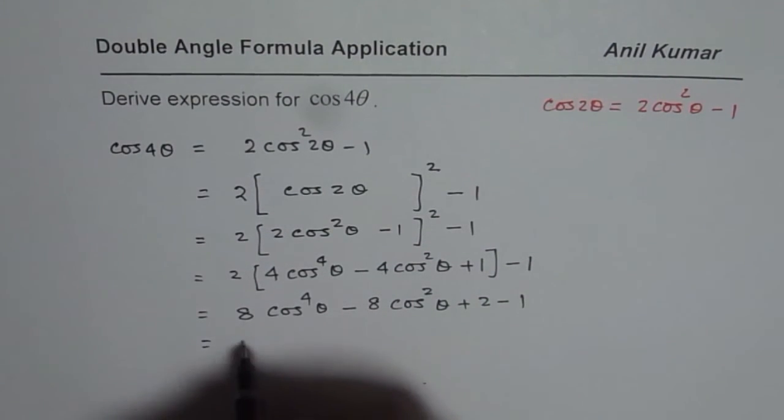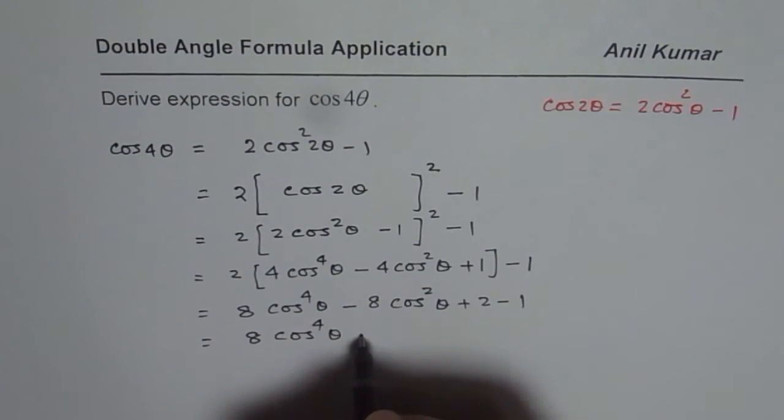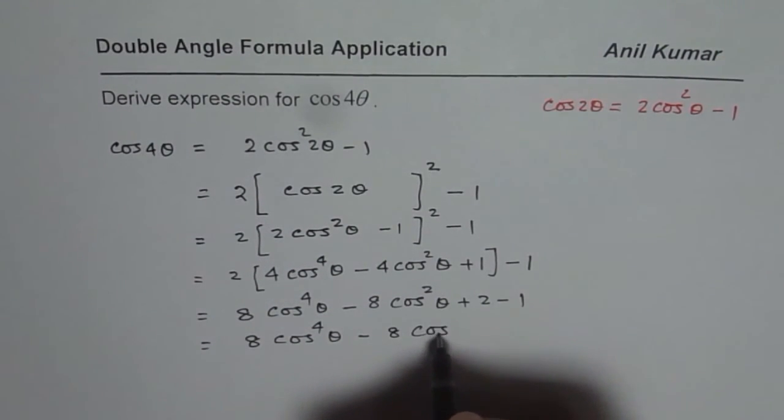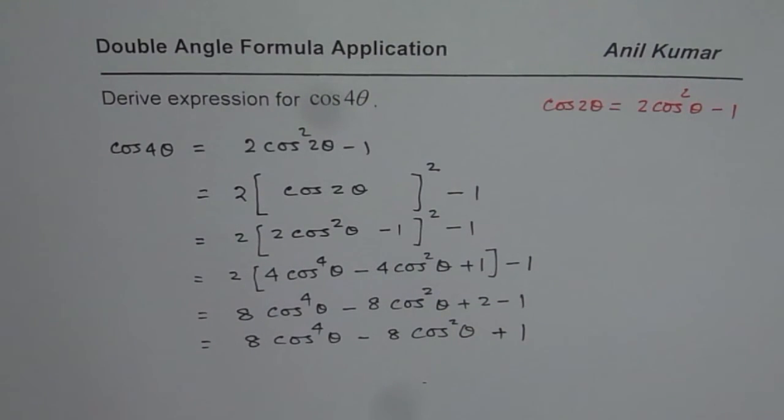And now we can simplify it a bit. So we get 8 cos to the power of 4 theta minus 8 cos square theta plus 1. So that is an expression for cos 4 theta, right? And this is an excellent example. It will always help you to solve complicated trigonometric identities and equations. I hope that helps. Thank you and all the best.